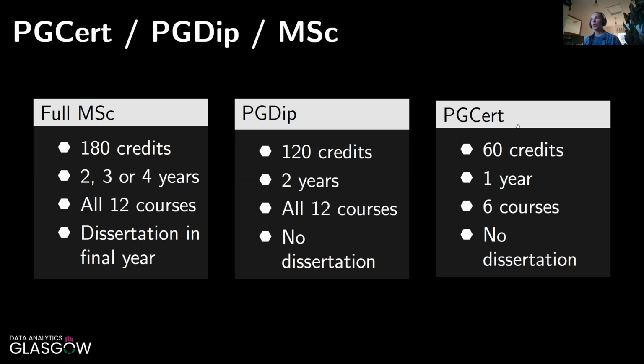And then finally, we offer the postgraduate certificate, which is just 60 credits. So that's 6 of our taught courses. Usually you take these over 1 year. And again, you don't do any project or dissertation.